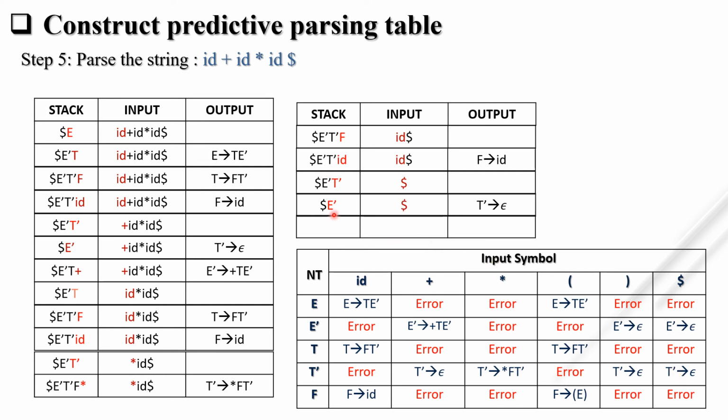Now what is our next non-terminal? E dash, and in the input only dollar. So E dash and dollar is E dash tends to null. Okay, so you clearly see that in the stack only dollar will remain, and in the input symbol also the dollar remains. So if this dollar remains, then we can say that the string is accepted.